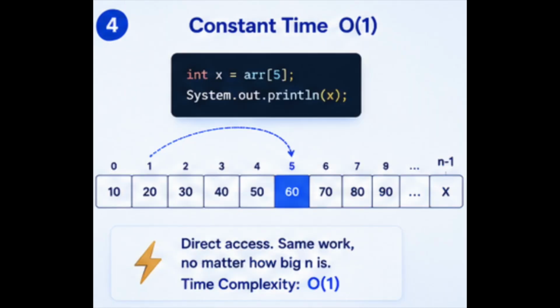Now, let's look at another example. Here we are accessing a single array element. Does it matter whether the array contains 10 elements or 1 million? No. The computer directly jumps to the required index. It performs essentially the same amount of work every time. That's called constant time, or O(1). The important thing isn't the size of the array. The important thing is that the work doesn't grow with the input.